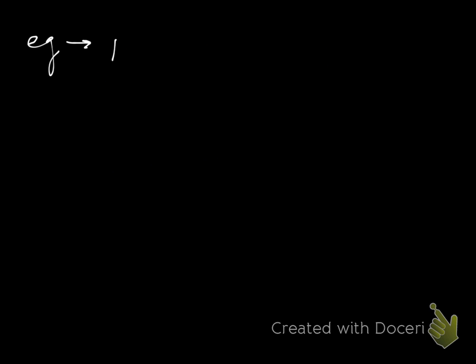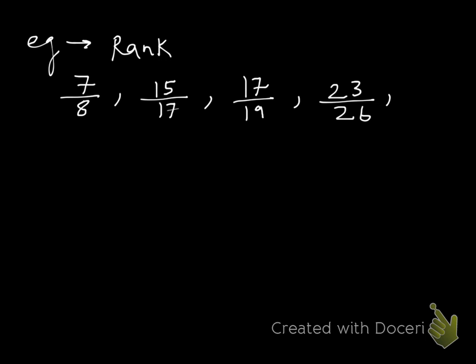Another example, slightly better: let's say there are 5 fractions, and you have to rank them. In the first case the difference is 1, then it's 2, then 2 again, then 3, then 5. The differences are varying, but we need not fret. We know the technique. We'll divide the numerator by the difference.